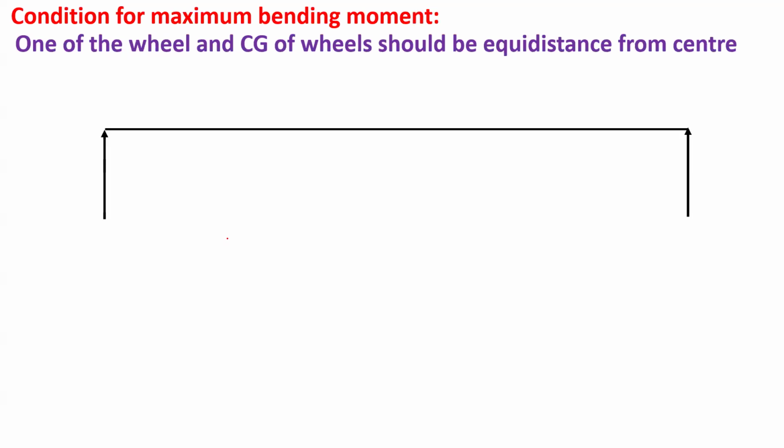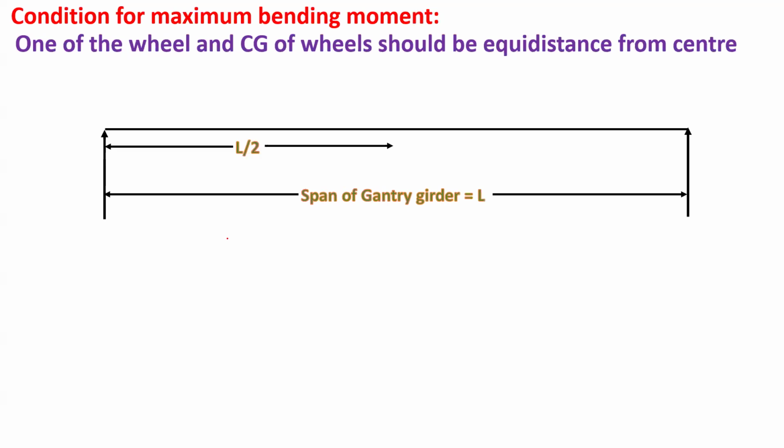Now you can go with this. So we have this as the span of the gantry girder. I have shown it on a large scale. Span of the gantry girder is around 6 to 8 meters, and span of the crane girder is 15 to 30 meters, we can say. So now we have this is L by 2, where L is the span of the gantry girder. Now our condition is equidistance from center, so I have taken this as the L by 2 line.